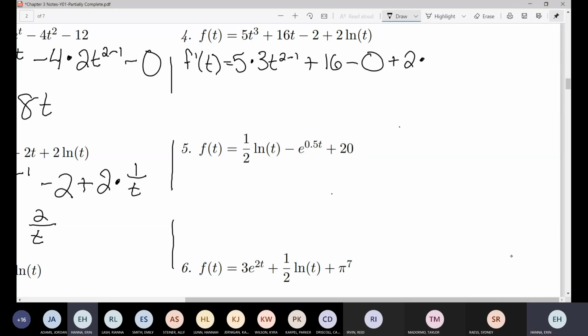Plus the derivative of 2 times natural log of t. The 2 comes along for the ride. Derivative of natural log of t is 1 over t. So if we want to clean this up a little bit: 15t plus 16 plus 2 over t.